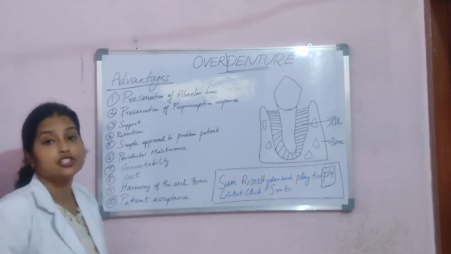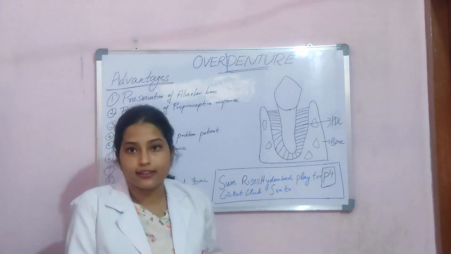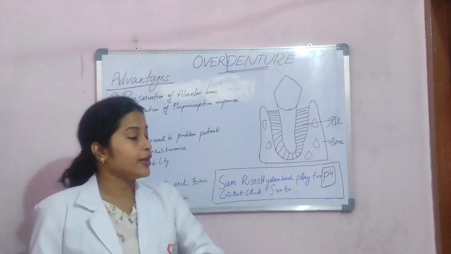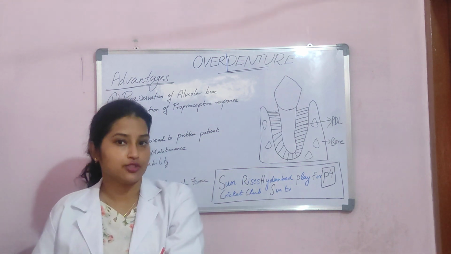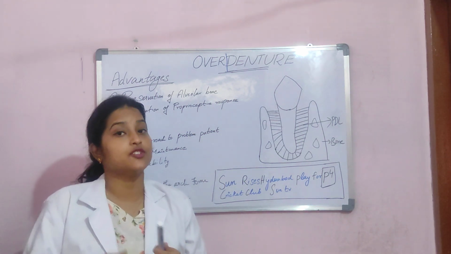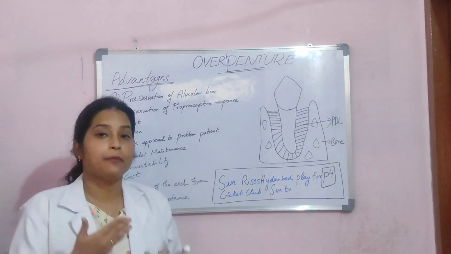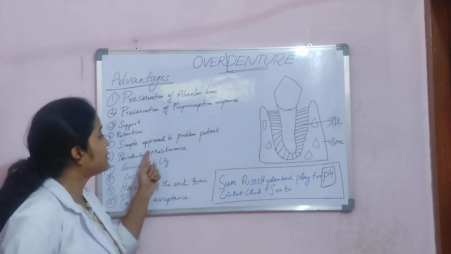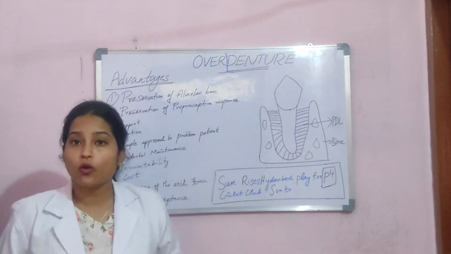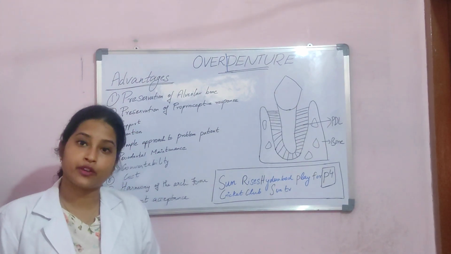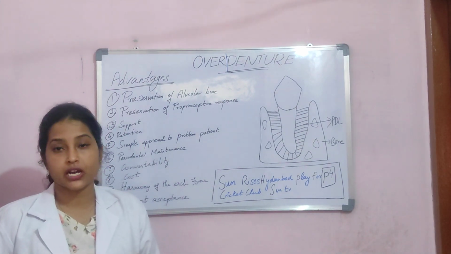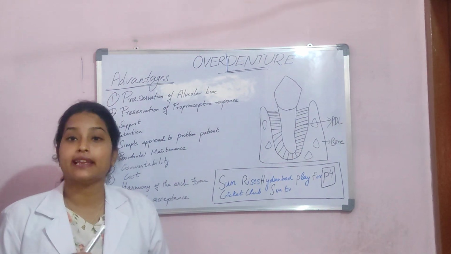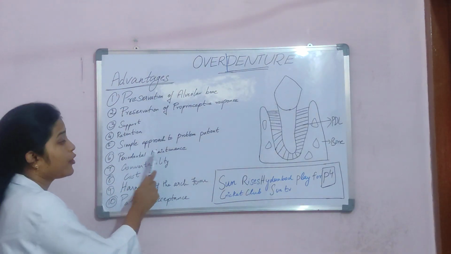And the fourth advantage is retention. Here again, since there are teeth or implants to hold the denture, retention is comparatively better in overdenture patients than in conventional denture wearers. In addition, if we want extra retention, that also can be obtained by using either attachments or soft liners. Next advantage is a simple approach to a problem patient. Providing an overdenture for patients having congenital defects like cleft palate, partial anodontia, microdontia and amelogenesis imperfecta is reasonable, relatively fast and inexpensive.